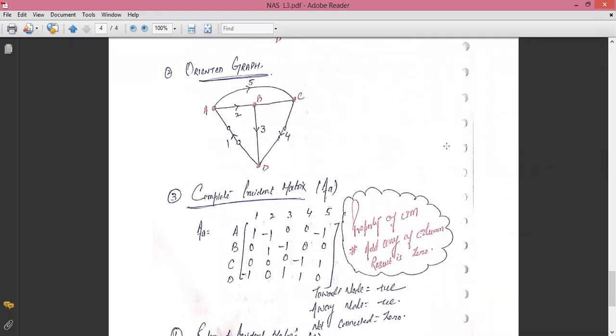I can tell you the complete incident matrix; you have the confirmation related to the direction of the current. Now you can see your branch number 1. Branch number 1 is connected between the A and D terminals. That means A will have 1 and D will have 1, and the remaining rows will have 0: B is 0, C is 0. Now you can see branch number 1, the arrow is towards A, so A is positive, D is negative.